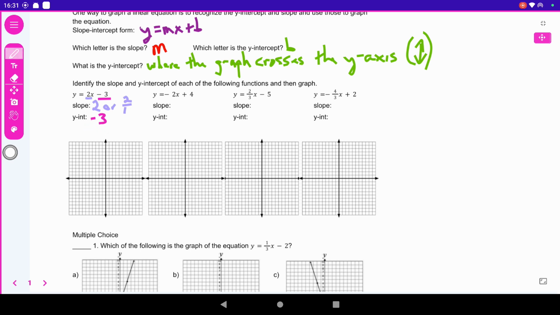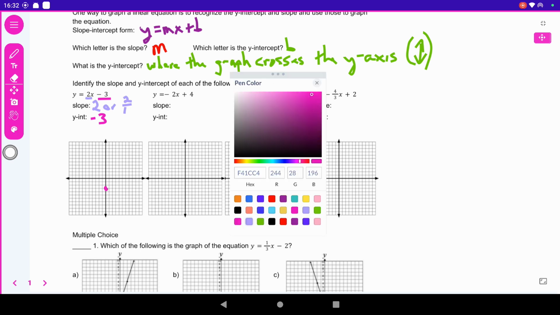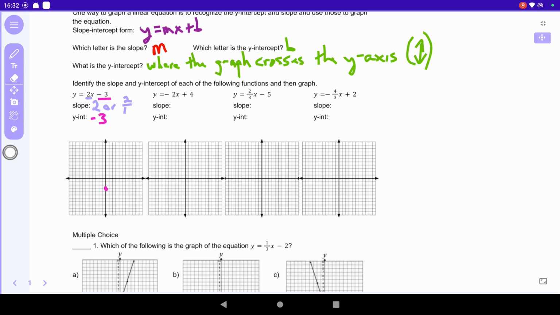Alright, so when we go to graph, we're going to start at our y-intercept. So in this case, negative 3, 1, 2, 3, and we're going to make a point. From there, we're going to count up our slope, which is 2 over 1. So we're going to go up 2 over 1 and make another point. And then we want 3 points for a line. So we're going to go up 2, to the right 1 again and make a point.